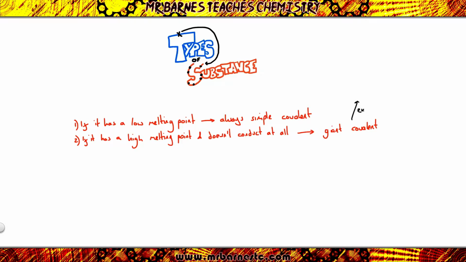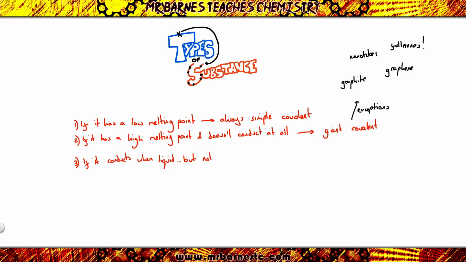Just remember there are a few exceptions for that, which are your graphite, your graphene, and your nanotubes and your fullerenes. They will normally give you a clue in the question if it's going to be one of these 4 though. Number 3, does it conduct when liquid, but not when solid? If that's the case, it's always ionic. Ionic is the only one that will conduct when liquid, but not solid, because the ions are now free to move. And then finally, if it conducts both as a solid and a liquid, it's going to be metallic.